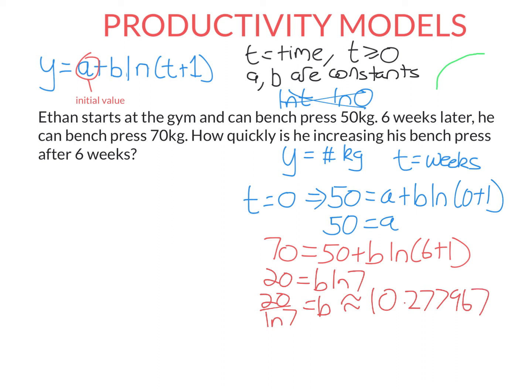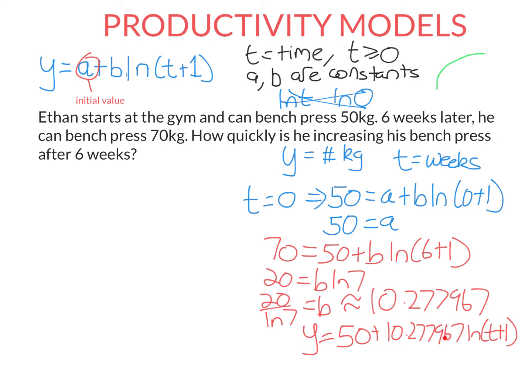So this is the equation for Ethan's productivity. y equals 50 kilos plus 10.277967 ln of t plus 1. So that is the productivity equation of what he can lift after t weeks. So now we want to know how quickly is he increasing. So whenever you're asked how quickly or you're asked for the rate of something, you should think of derivative. We need to differentiate this function and substitute t is equal to 6.